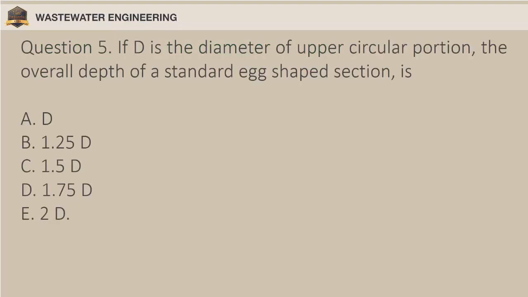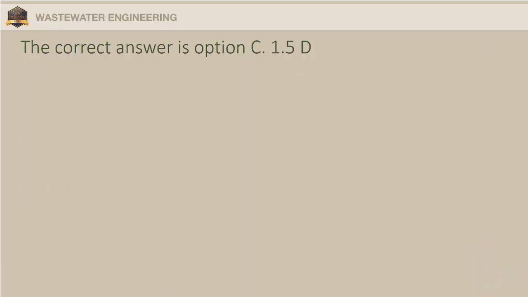Question 5. If D is the diameter of upper circular portion, the overall depth of a standard egg-shaped section is A. 1 d. B. 1.25 d. C. 1.5 d. D. 1.75 d. E. 2 d. The correct answer is option C. 1.5 d.